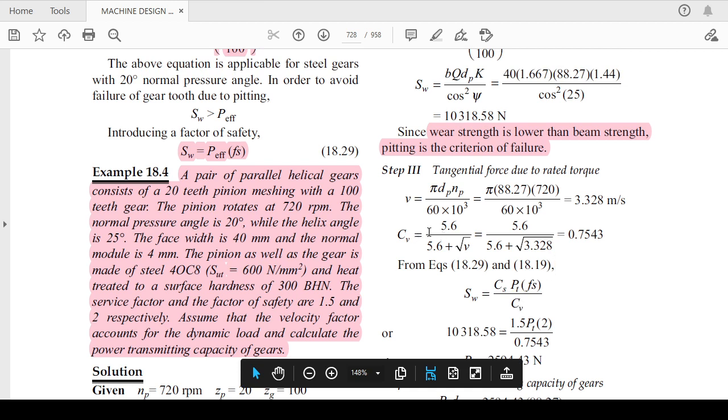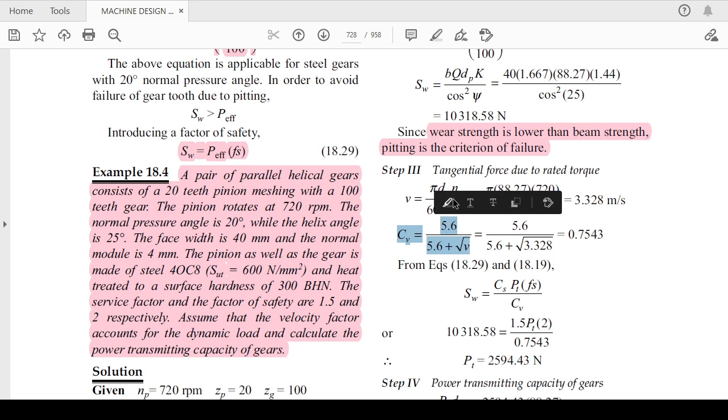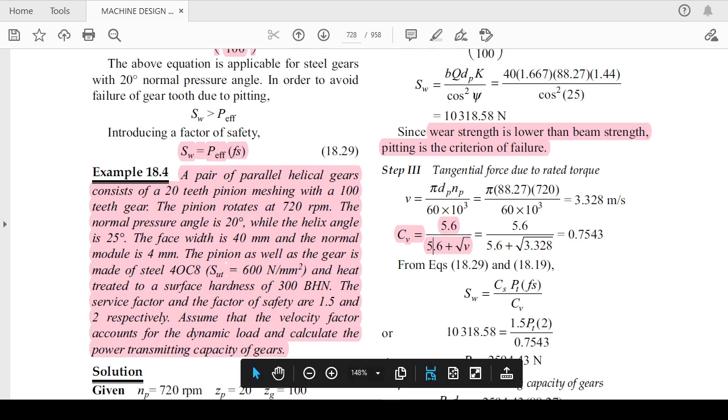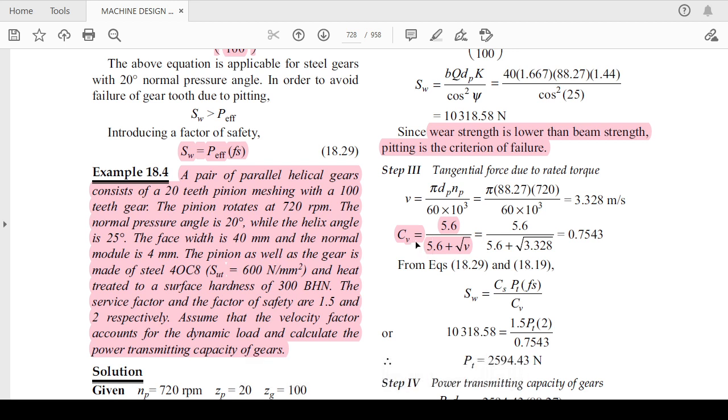For this CV, for the helical gears, you know that there is only one formula, which is 5.6 divided by 5.6 plus under root V. Now here only V is unknown. V is pitch line velocity, which is pi d p n. With the help of this pi d n you can calculate the value of V. You will get it like 3.32 meter per second. CV you can calculate as 5.6 divided by 5.6 plus under root V. So in this way you can calculate the value of CV here.